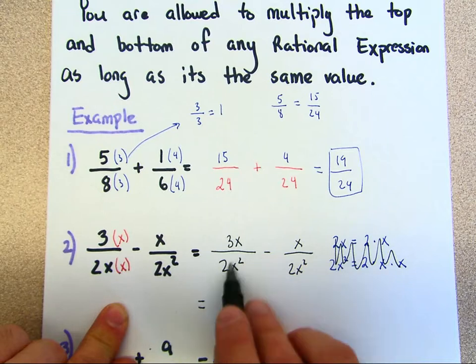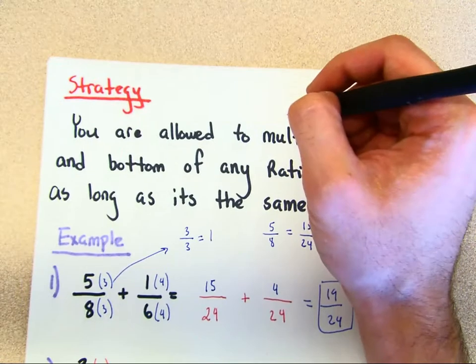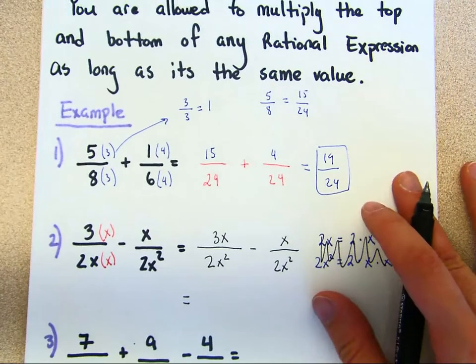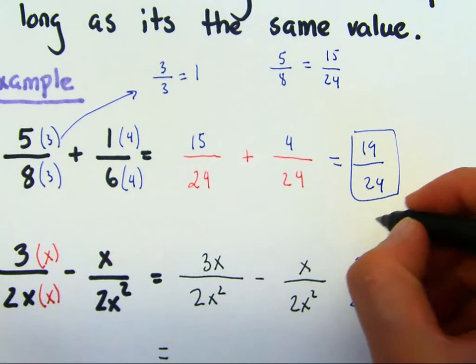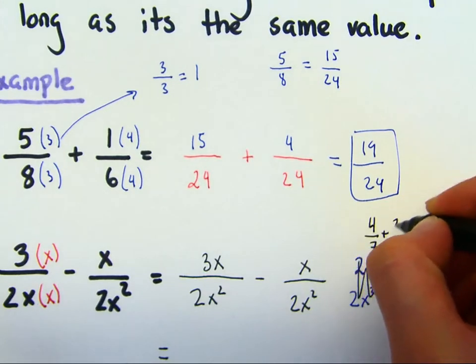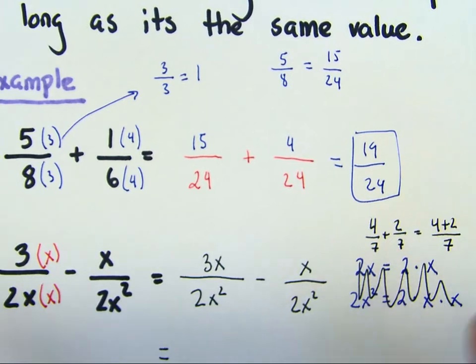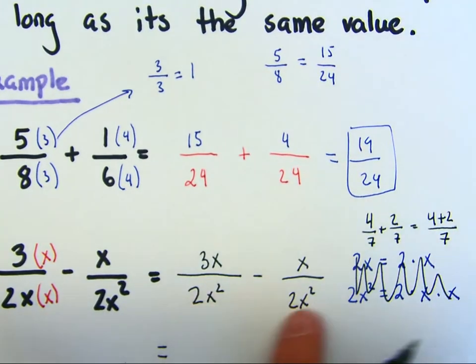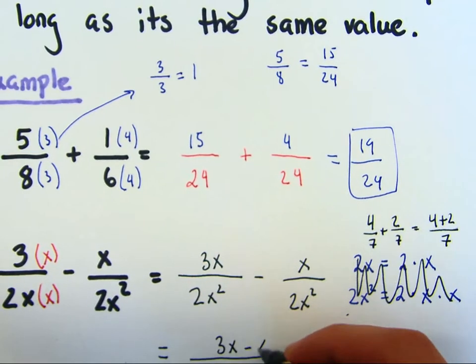Now here, how do I combine these two fractions? Let's just look at this example real quick. Actually, let me zoom in a little bit this way. Okay, if I have 4 over 7 plus 2 over 7, that's equal to 4 plus 2 over 7. Notice how we had two fractions and now we have one. This is the same idea: because these are the same denominators, this is 2x squared, and now we can combine these two, so this is just 3x minus x.